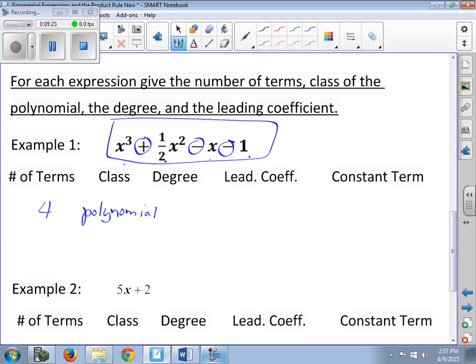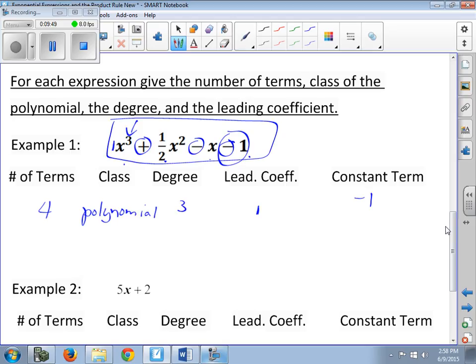The degree is the highest exponent, so it's degree 3. The leading coefficient is the number in front of the leading term, so it is a 1. It's understood to be a 1 if the variable doesn't have a number written in the front, and the constant term is the one without a variable, and it is negative 1.